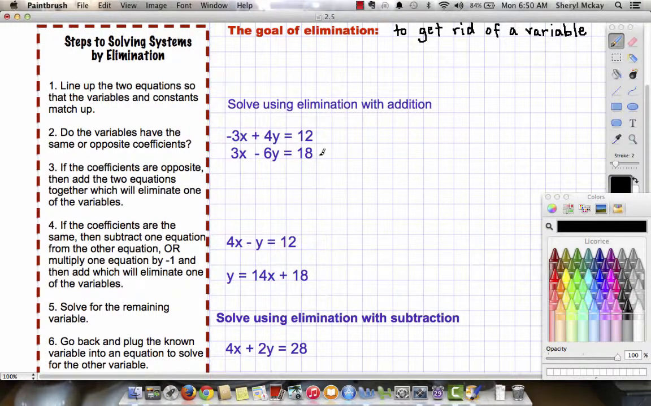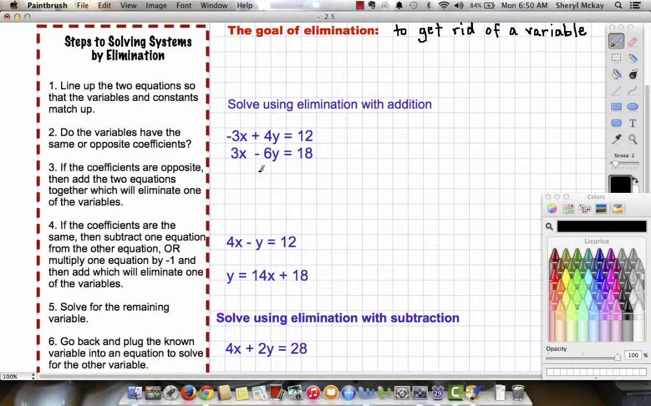Now these equations are in standard form, which is perfectly fine. The key is that x's are under x's, y's are under y's, and constants are under constants. And that's exactly what's happening on this one. Now the next thing we do is look to see if we have any variables that have the same or opposite coefficients.